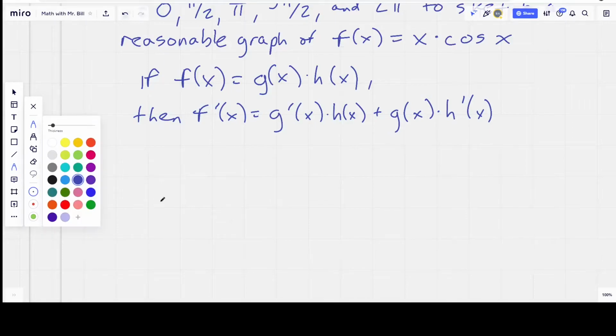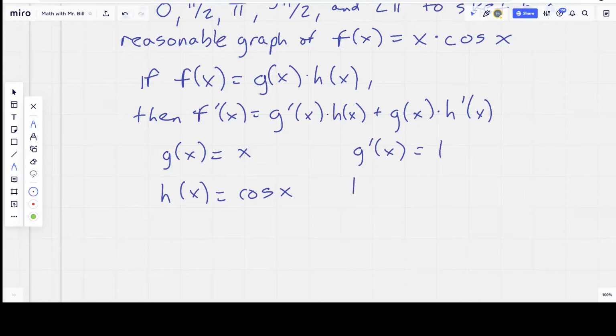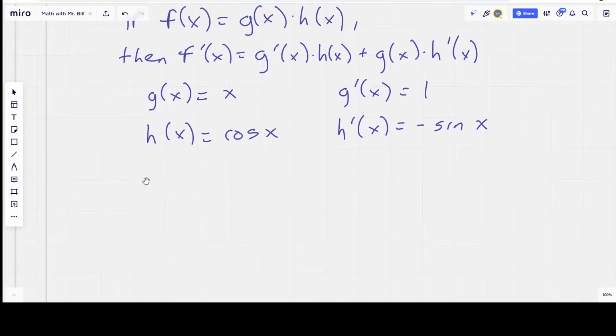Okay, so if f of x is equal to that product, then let's identify g and h first. So g of x is just going to be that first x, and h of x is going to be the cosine of x. g prime of x, well, the derivative of x is just 1, and the derivative of cosine of x is negative sine of x.